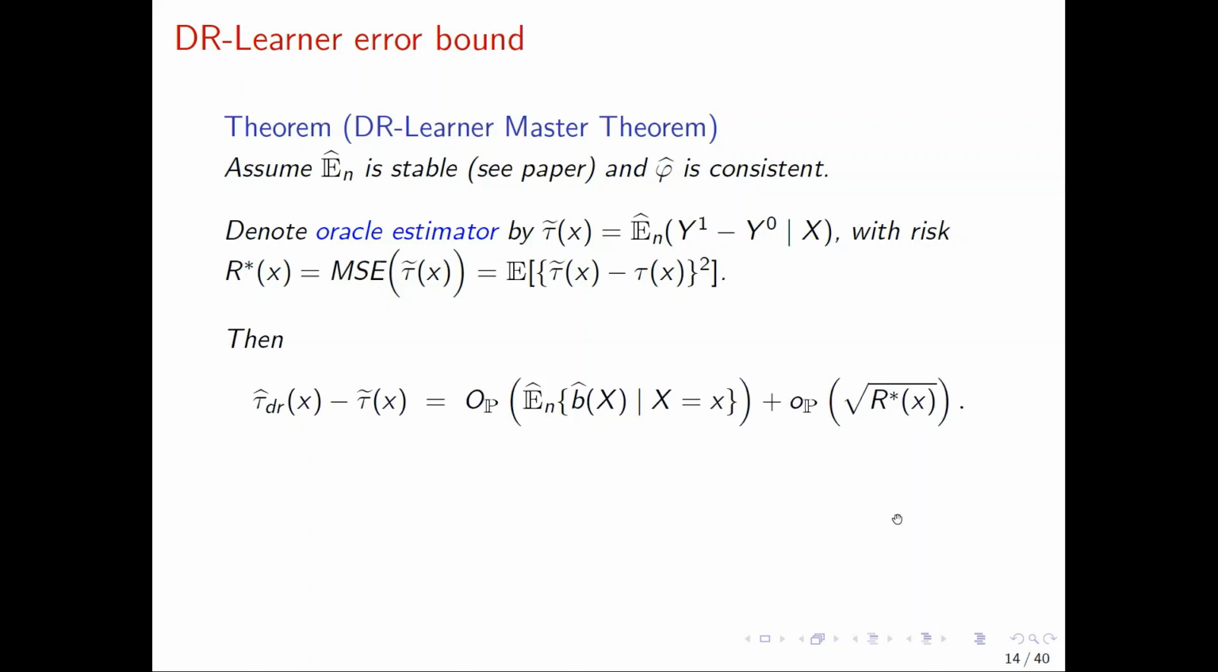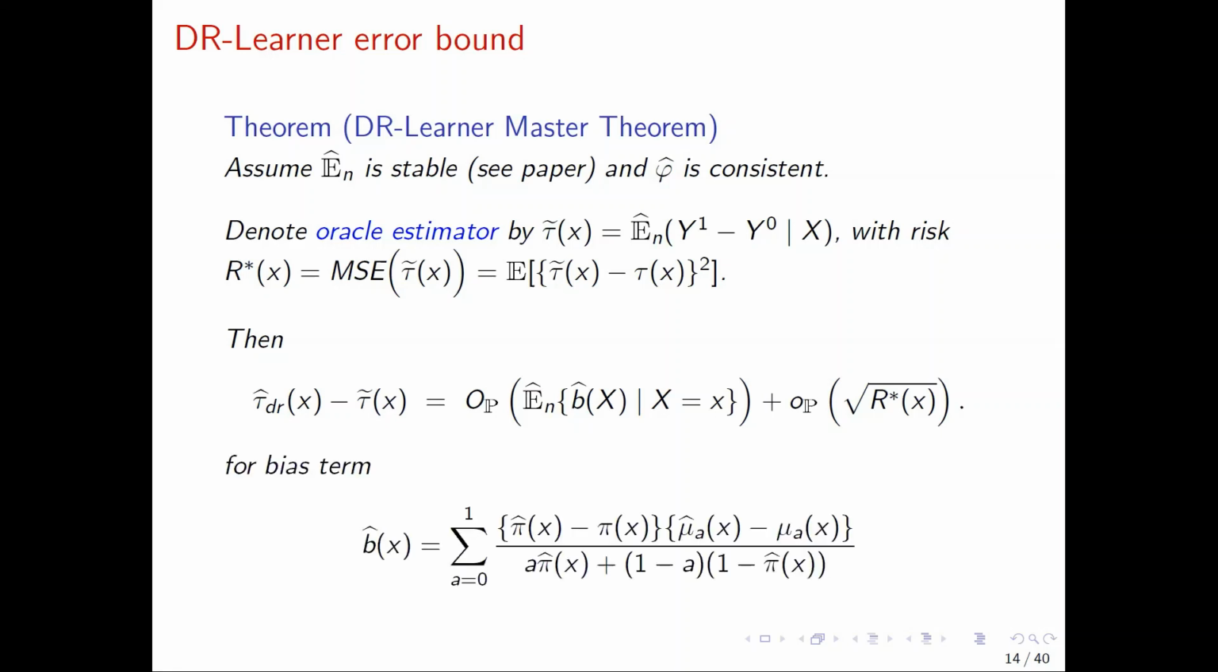And so this DR learner procedure satisfies this kind of decomposition. The estimator minus the oracle, right? So we want this to be small. If this is small, then we can say that this procedure behaves essentially as if we were regressing the true potential outcomes on covariates. It has some error, which is the main piece here, which I'll explain in just a minute, and then some lower order term, which is lower order than this oracle mean squared error. So this bias term here, which is the whole driver, if we can say that this thing is small, then this procedure is going to be asymptotically equivalent to the oracle.